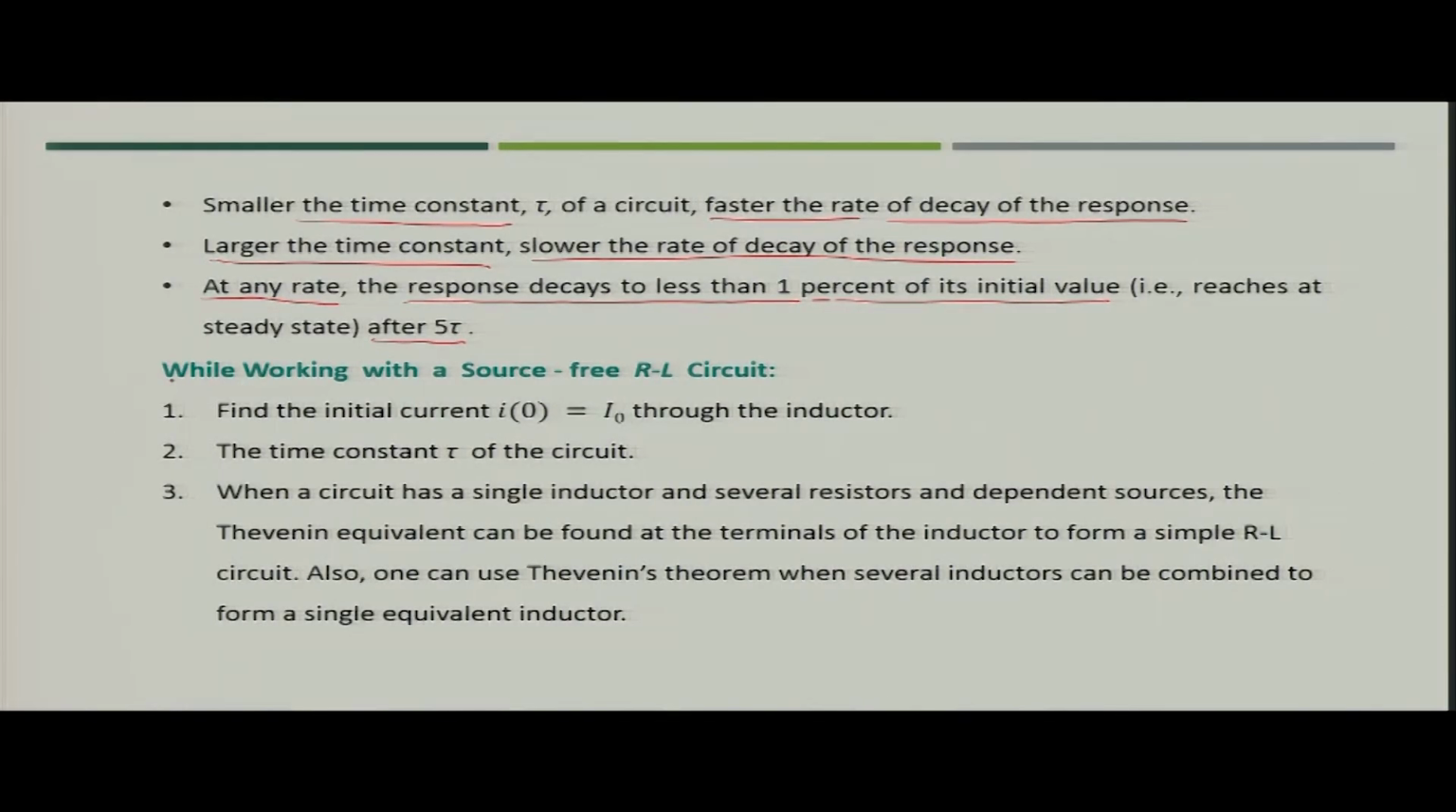Now, while working with the source free RL circuit, we have to keep 3 things in mind and solve the circuit accordingly. First, we have to find the initial current flowing through the inductor, that is I at time t equal to 0, let us say it is I naught. This is something we first have to identify from the circuit, then find the time constant tau of the circuit.